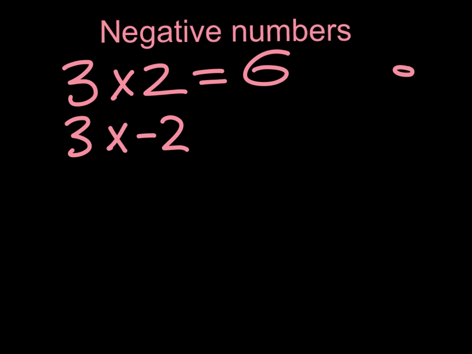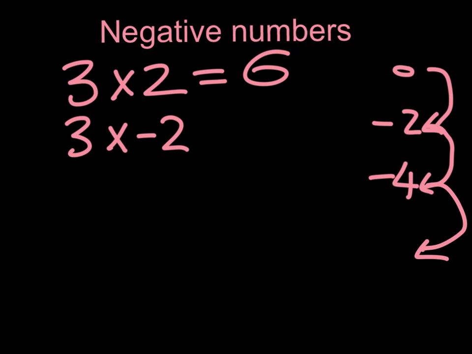if I start at 0 and I want 1 lot of minus 2, I'm going to be at minus 2. And if I do another lot of minus 2, so that will be 2 lots of minus 2, I'll be coming down the number line again. But that only takes me to minus 4. I wanted 3 lots of minus 2, so 1 more lot of minus 2, and that will take me down to minus 6. So that's going to be my answer. 3 lots of minus 2 is minus 6.